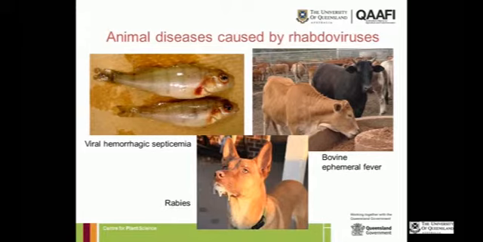Another important disease, bovine ephemeral fever. It's another rhabdovirus that infects cattle. And rabies, again, a large host range for a rhabdovirus, infecting dogs and also being able to infect humans.